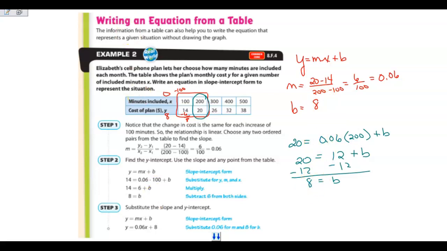So therefore, when I'm writing my equation, my slope is 0.06. My y-intercept is at 8. And there is my equation.